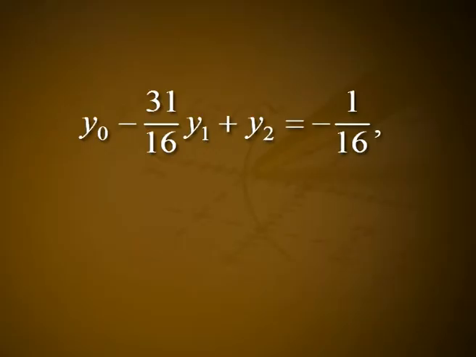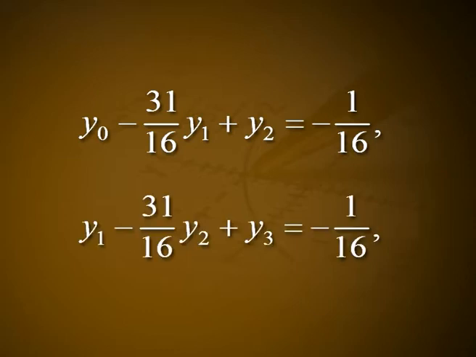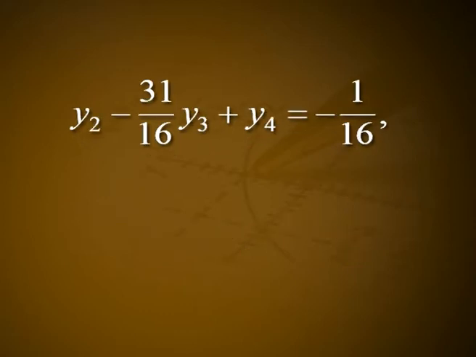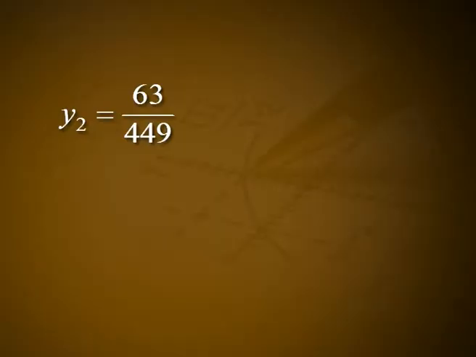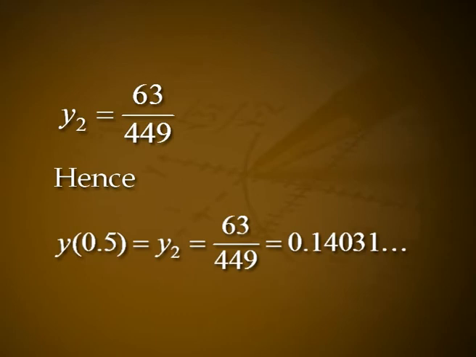If we set h equal to 1/4 then n equal to 4. The corresponding system of 5 equations in the 5 unknowns is y0 minus 31/16 y1 plus y2 equal to minus 1/16, y1 minus 31/16 y2 plus y3 equal to minus 1/16, y2 minus 31/16 y3 plus y4 equal to minus 1/16, with y0 equal to 0 and y4 equal to 0. Solving the above system, we obtain y2 equal to 63/449. Hence, y at 0.5 equal to y2, that is equal to 63/449, that is equal to 0.14031.